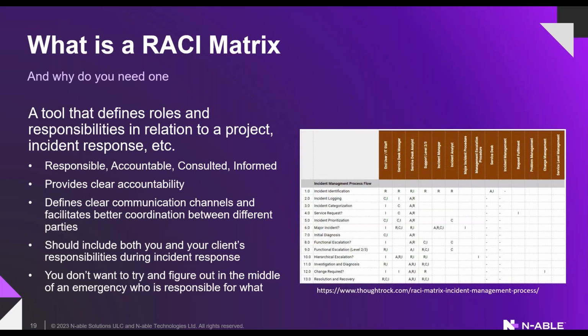Also, this can help out with regards to compliance and risk management. A RACE matrix is going to aid in enforcing compliance and security policies and procedures. If you clearly assign out these responsibilities and accountabilities, it becomes easier to identify and address compliance gaps or risks.